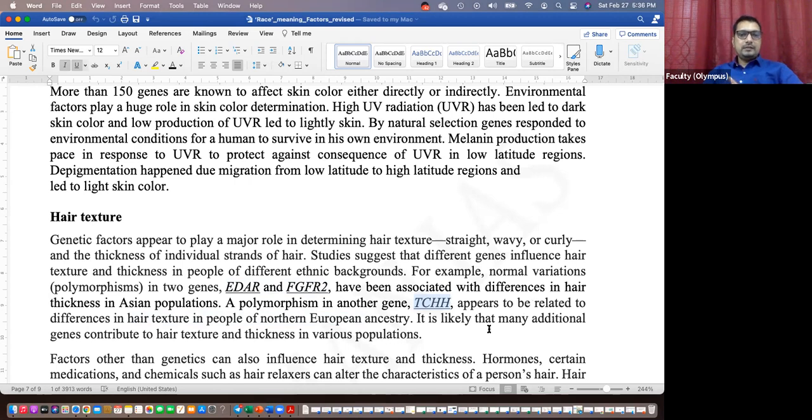But there are so many genes, we still don't have clarity on this. But definitely, genes are playing an important role. Variations taking place within the genes are contributing to some of the variations that we are seeing within people living in different geographical areas.